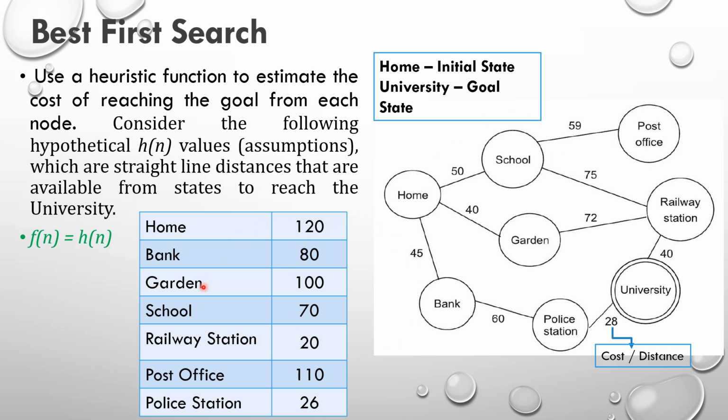The heuristic values are tabulated in this table: home 120, bank 80, garden 100, school 70, railway station 20, post office 110, police station 26. Now home is the initial location and university is the end location, the goal location. Our aim is to travel from home to university with the help of the best first search method to get the optimal path.